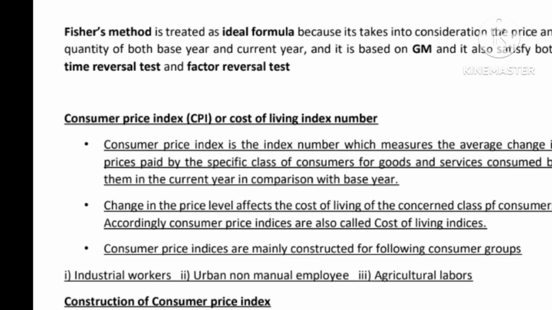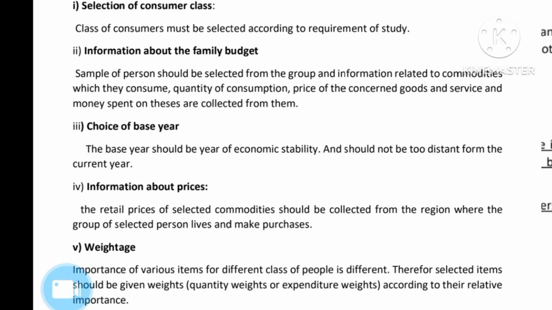There are 5 steps in how the consumer price index number is constructed. First one is selection of a consumer class. You have to select a class whose index number you actually want to calculate. Next, collect information about them, that is, information about the family budget. A sample of persons should be selected from the group, and information related to the commodities which they consume, quantity of consumption, price of the concerned goods and services, and money spent on these is collected from them. That is what we do in the family budget.